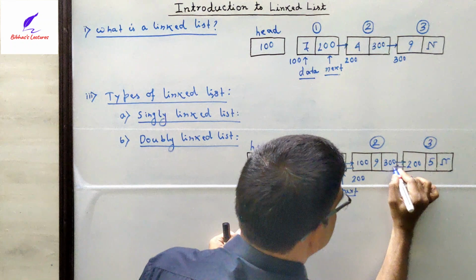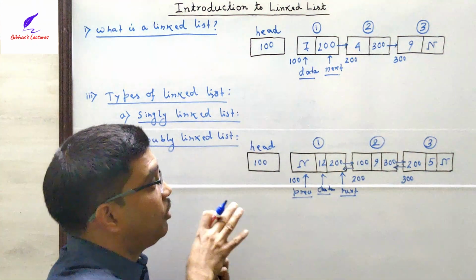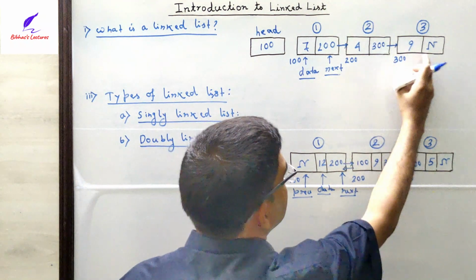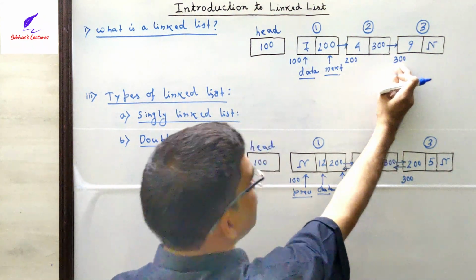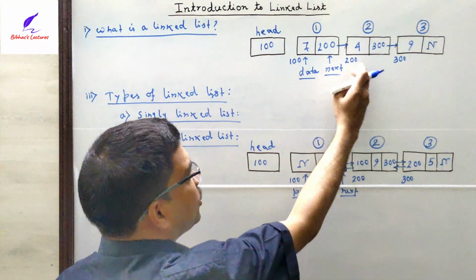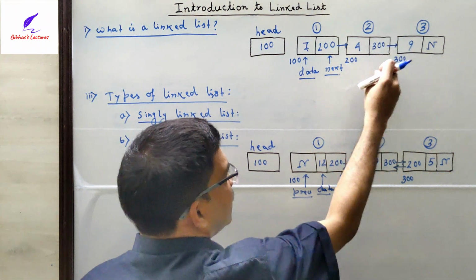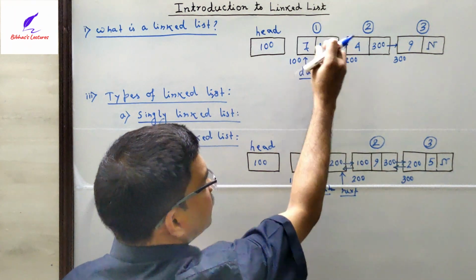Okay, so in a singly linked list you can have only a forward direction move, that means you can proceed from 100 to 200, 200 to 300, and 300 to the next node. But from 300 you cannot proceed to 200, because in node number 300 the 200 information is not there, and in 200 its previous node, that is 100, information is not there.